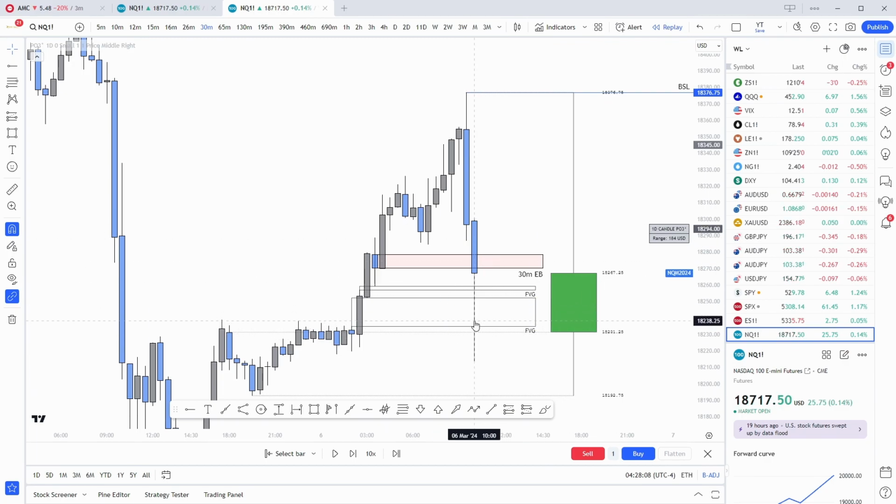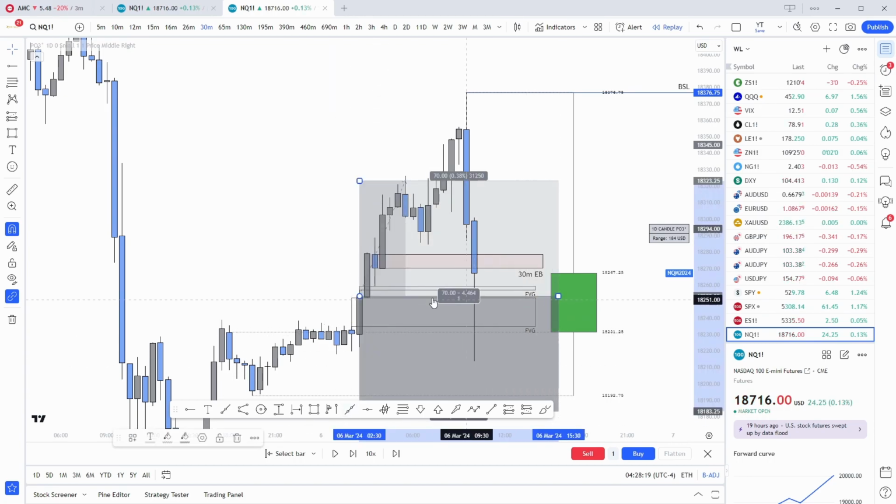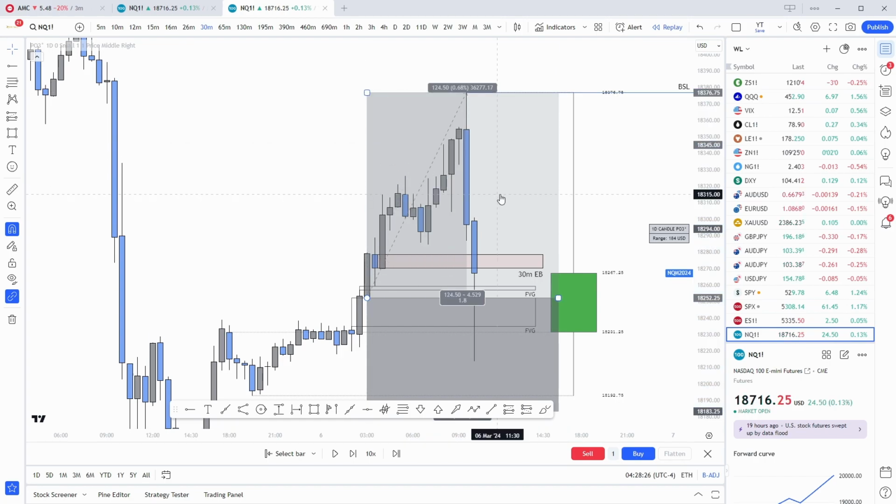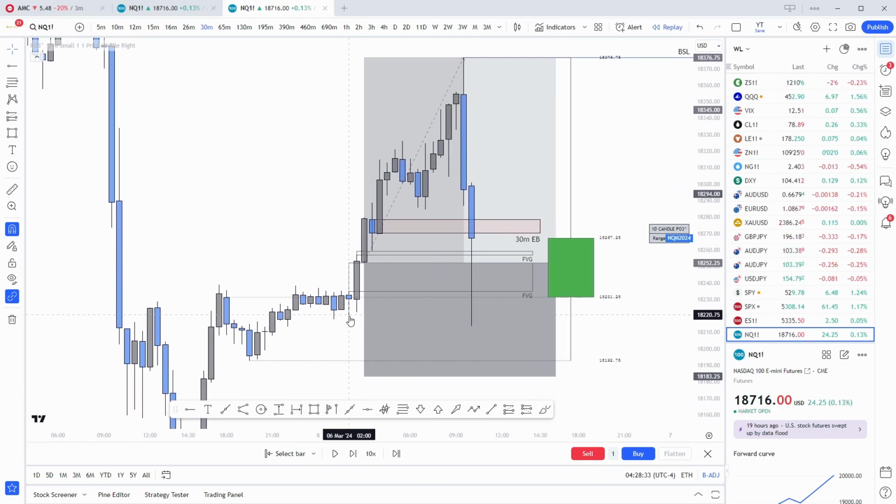Buyers step in directly at the fair value gap. So ideally, I personally like to put my entry at the start of the fair value gap and look to target the most recent at least 4-hour buy side liquidity, depending on the time frame in which the fair value gap came from. Next, where do we put our stop loss?